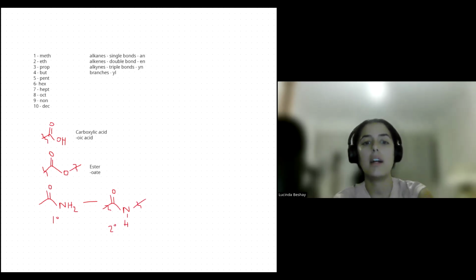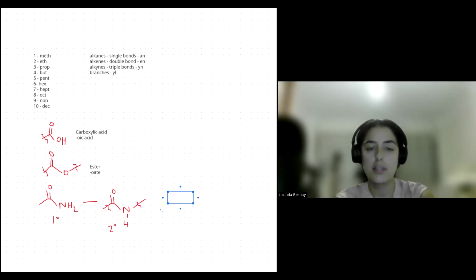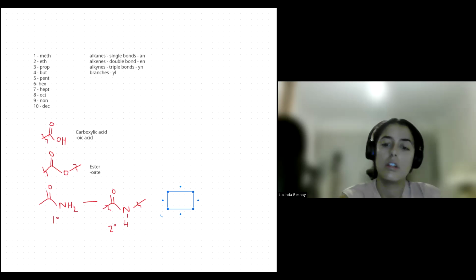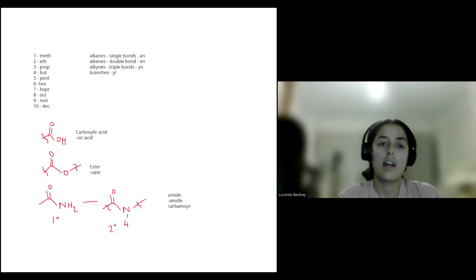So this is called an amide. Now, if an amide is the highest priority functional group, it ends in -amide. Very simple, very straightforward. If it's not the main priority, if it's not the main chain, we put it as a branch, and it's a carbamoyl group. Okay, so that is for the amide.